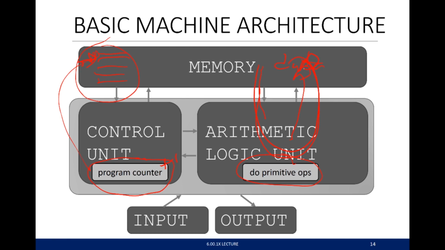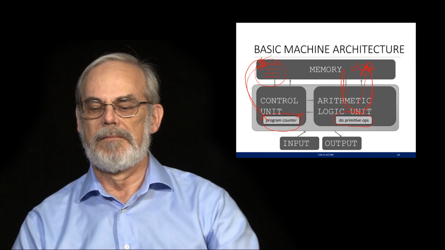Eventually, we're going to get to a test, and that test is going to say whether something is true or false. And based on that, we're going to change the program counter to go back up, for example, to the beginning of the code. But that's in essence what happens inside a modern machine.